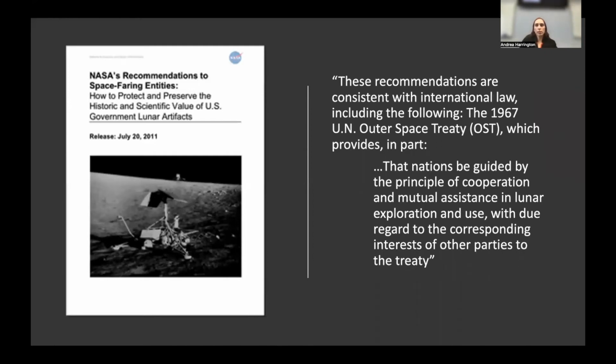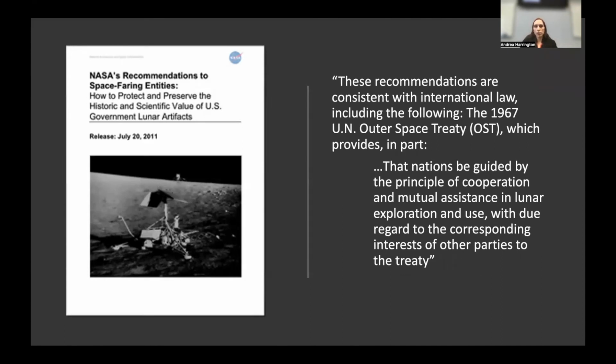So the NASA recommendations to spacefaring entities are about preserving the artifacts that were left behind on the moon from the Apollo missions. These were issued in 2011, and they set parameters for what kinds of activities might cause damage to the equipment that was left behind on the moon. So how close you can land, depending on what kind of lander you're using, without kicking up a huge amount of regolith that's going to cause damage in that burst to the equipment that is already there.